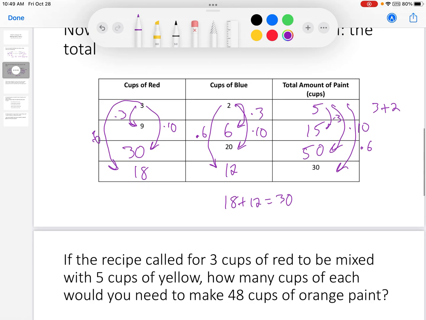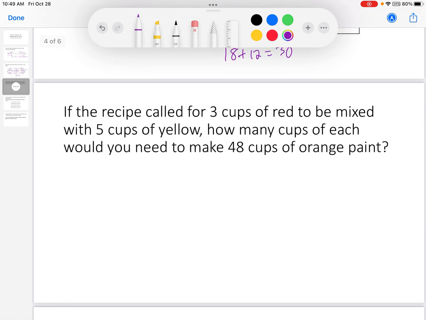Let's answer some questions. If the recipe called for 3 cups of red to be mixed with 5 cups of yellow, how many cups of each would you need to make 48 cups of orange? Now notice, 48 cups is not red and it's not yellow, it is orange. And the way to get orange is to mix together the red and the yellow. So let's start out with our basic information. Red, yellow, orange. We have 3 cups of red and 5 cups of yellow.